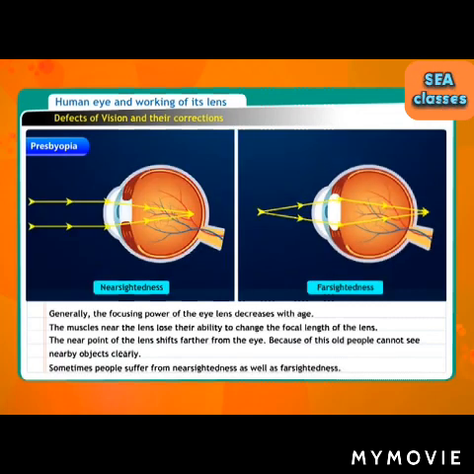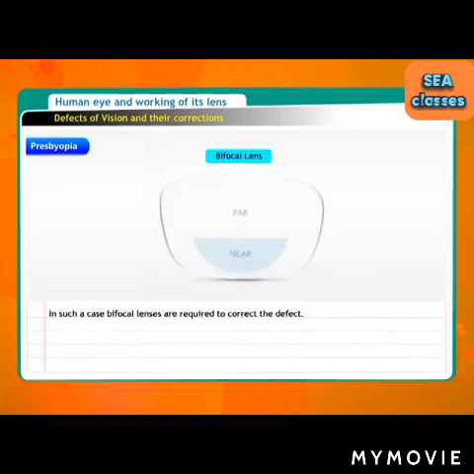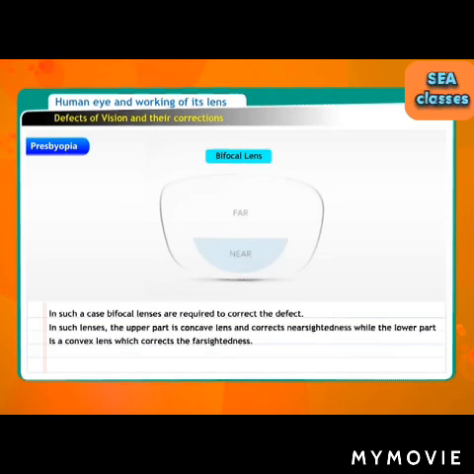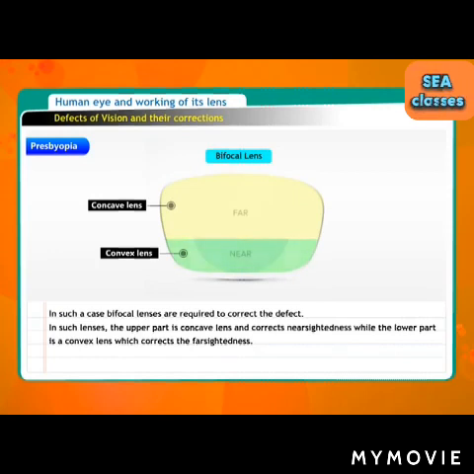Sometimes people suffer from nearsightedness as well as farsightedness. In such a case, bifocal lenses are required to correct the defect. In such lenses, the upper part is a concave lens and corrects nearsightedness, while the lower part is a convex lens which corrects the farsightedness.